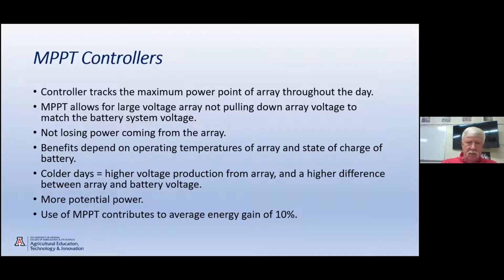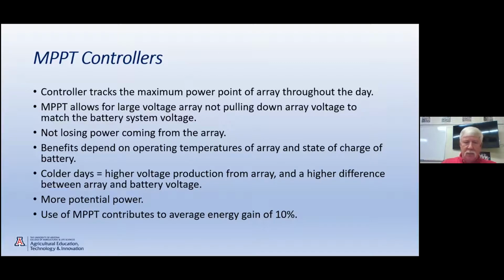So the MPPT tracks the maximum power point of the array throughout the day. If you are familiar with the maximum power point on a solar array, it's the highest point of the system. It looks like a knee on the IV curve, up on the far right-hand side, and that's where the maximum voltage and current come together.